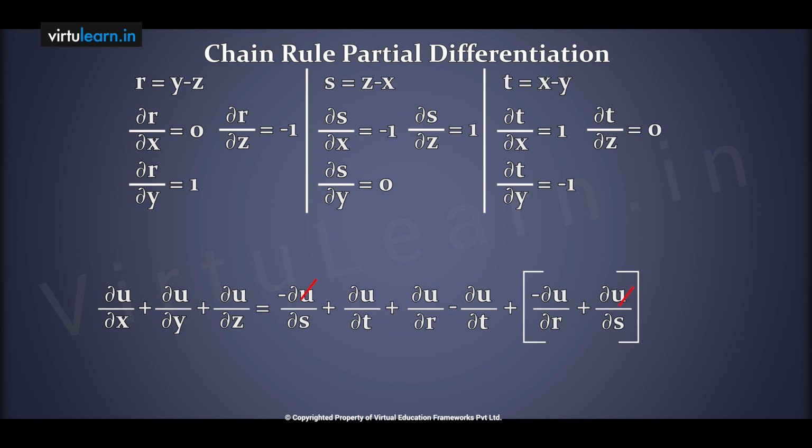Now plus ∂u/∂s minus ∂u/∂s, we can cancel. ∂u/∂t minus ∂u/∂t cancel, plus ∂u/∂r minus ∂u/∂r equal to 0.